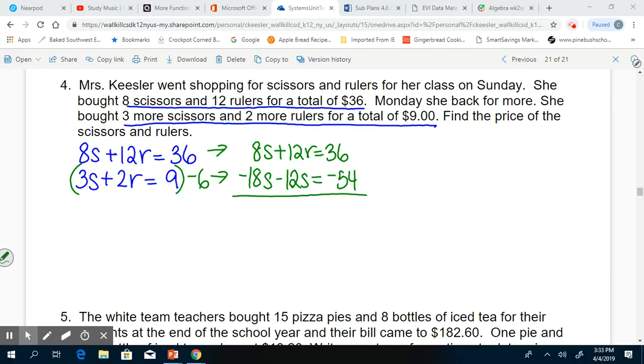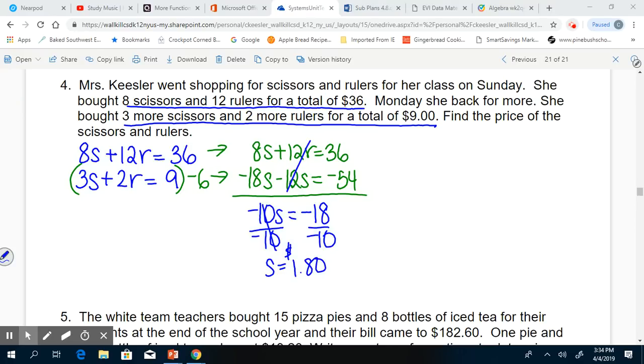Then we start eliminating a variable. 8s minus 18s is -10s. Positive 12r and negative 12r cancel out. And 36 minus 54 is -18. Dividing by -10, we get S equals $1.80.